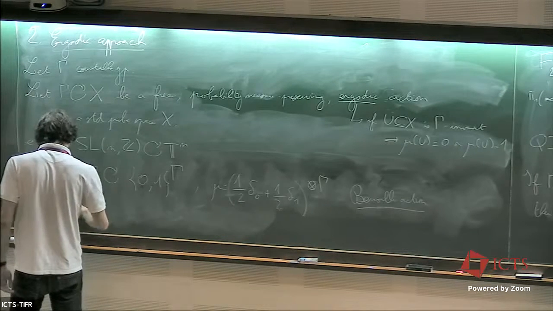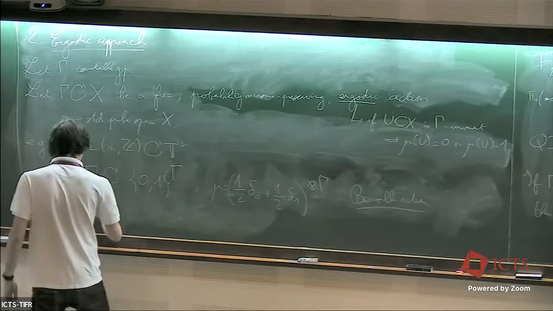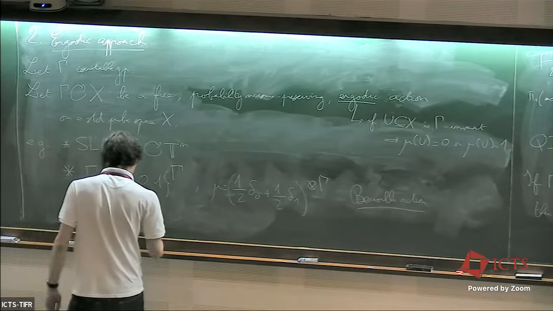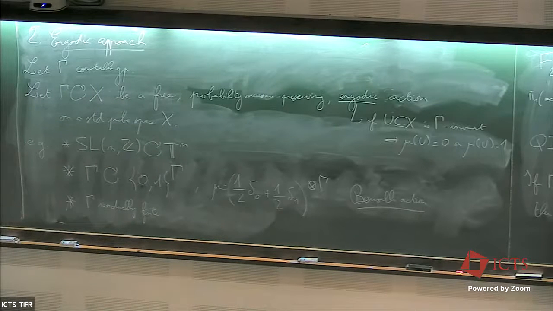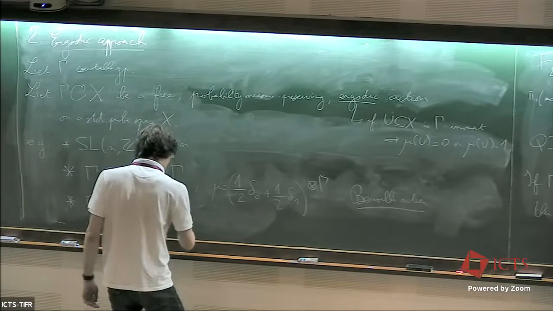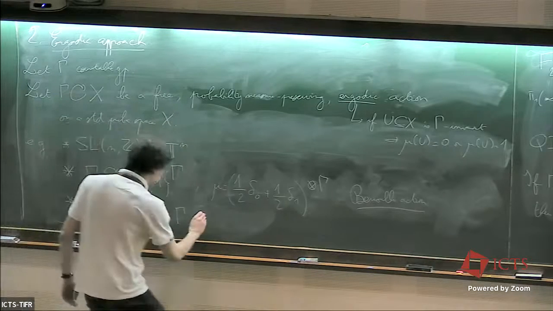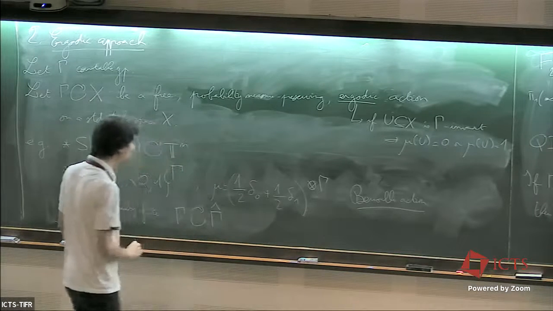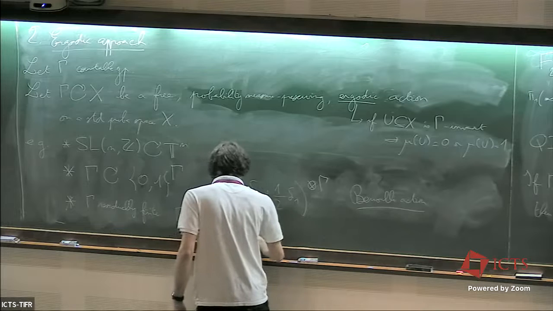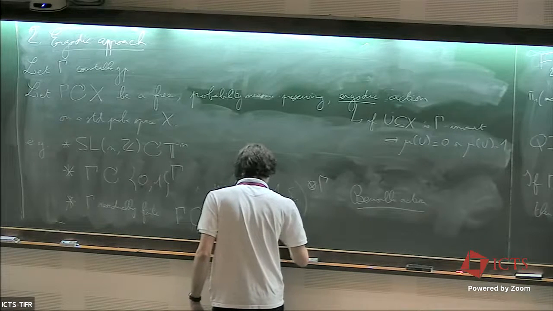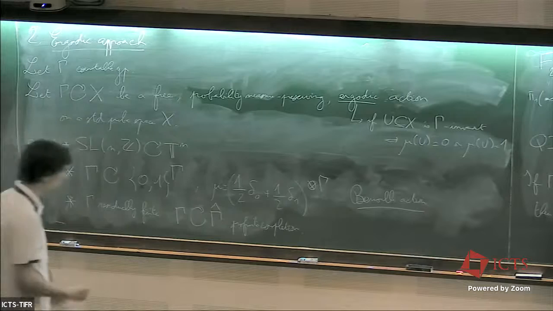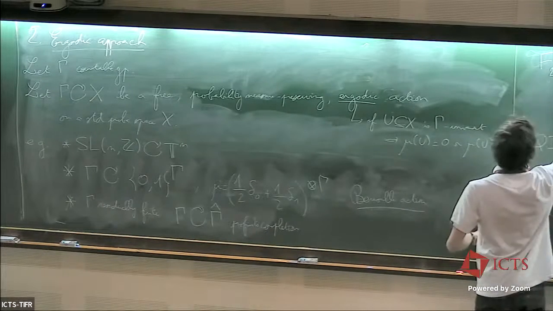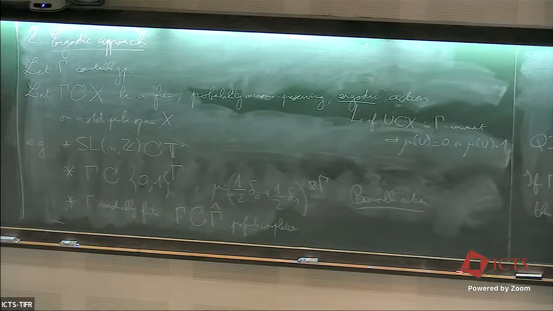Maybe another example would be, if gamma is residually finite, then you can consider its profinite completion. It's a compact group with a Haar measure in which gamma sits as a dense subgroup. And you can look at the action by left multiplication of gamma on its profinite completion, which preserves the Haar measure. Okay, so you have plenty of examples of group actions on standard probability spaces.